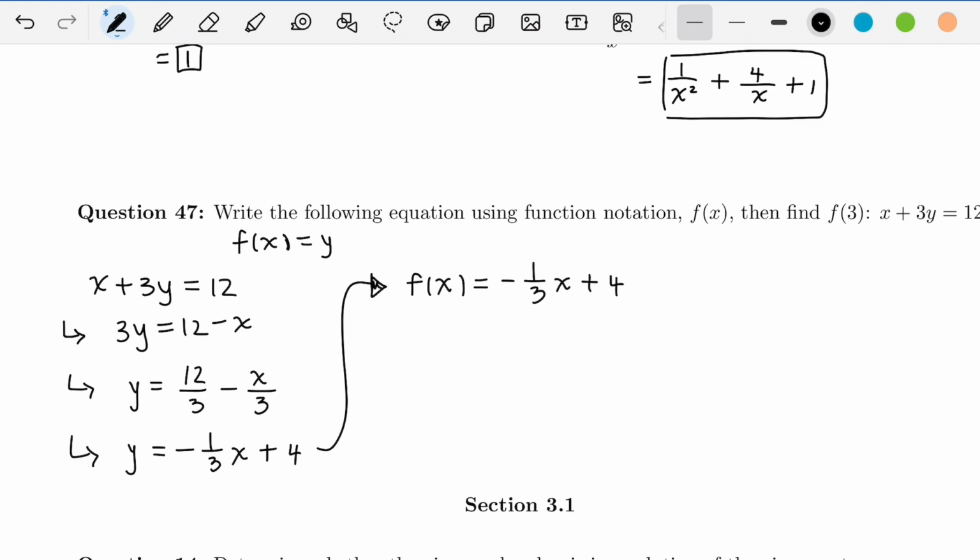Now the second part of this question asks us to find this function value when x is equal to 3. So we're just going to plug in 3 for our x value here. Now doing so, this will give us -1 plus 4, which gives us 3 here.